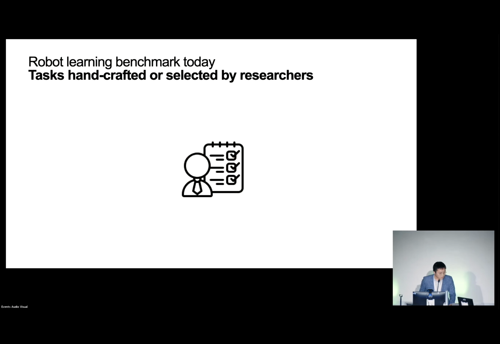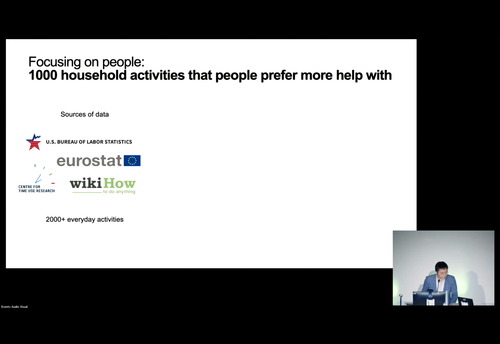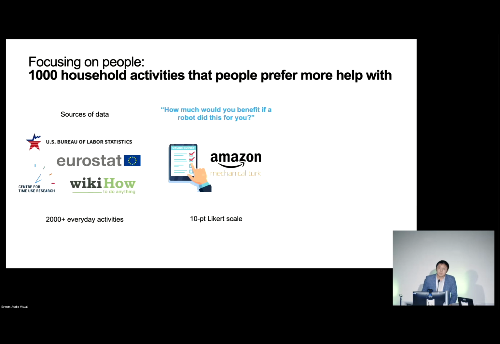While for many existing robotics benchmarks today, the tasks are usually handcrafted or selected by researchers themselves, we decided to adopt a more human-centered approach to activity selection in BEHAVIOR. Concretely, we sourced 2,000-plus candidate activities from time use surveys and WikiHow articles. Then we conducted a large-scale online survey with over 1,400 participants, asking people how much they want a robot to do the activity for them on a 10-point Likert scale. Our survey covers a wide range of demographics within the US population, from various age groups and socioeconomic backgrounds.